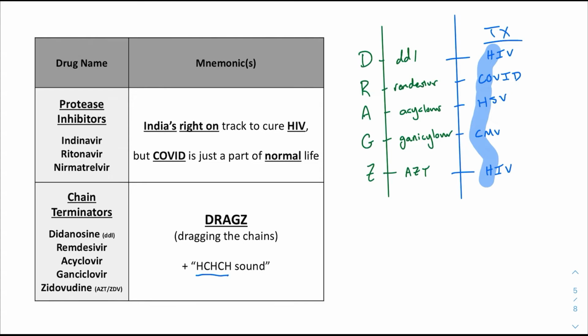this H-C-H-C-H pattern, which, if you sound it out, sounds a lot like "ch, ch," as in you're dragging chains behind you, and that is the sound the chains make as they're being dragged. So the chain terminators spell out DRAGS, the five of them we have to know for this term, and additionally, they make the "ch, ch" sound when you're looking at what they treat.